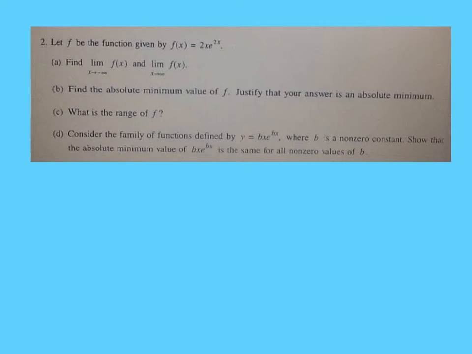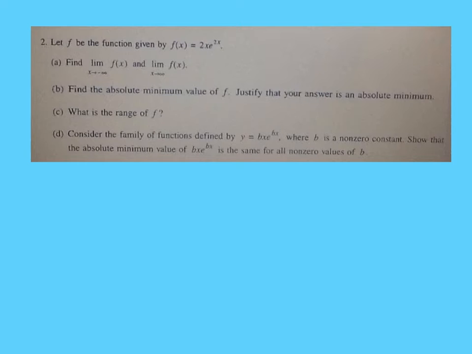All right, let's continue with our practice here. We have f is a function given by f of x equals 2x e to the 2x. And we want to find the limit as x approaches negative infinity and the limit as x approaches infinity of f of x. We want the absolute minimum value of f, and we're going to justify our answer.